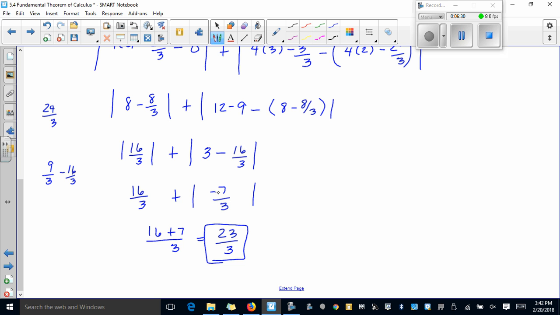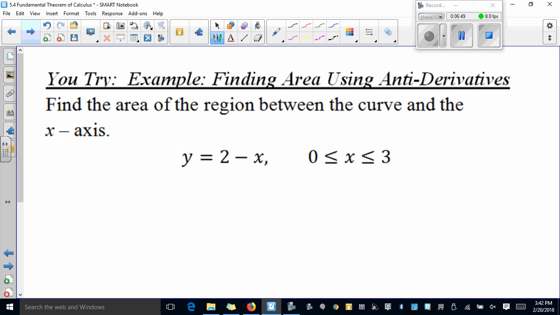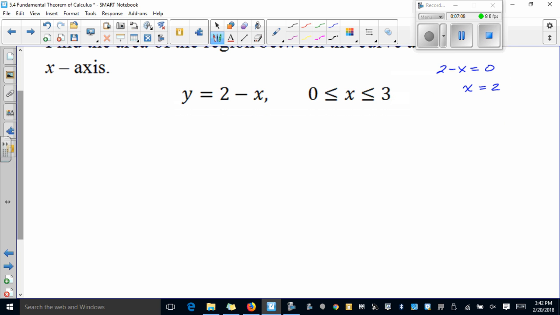Okay, let's try another one. I want 2 minus x between the intervals of 0 to 3. Well, if 2 minus x equals 0, then x would have to be 2. So different antiderivative, but our limits are the same. So the integral from 0 to 2 of 2 minus x dx, plus the integral from 2 to 3 of 2 minus x dx, with a minus sign.